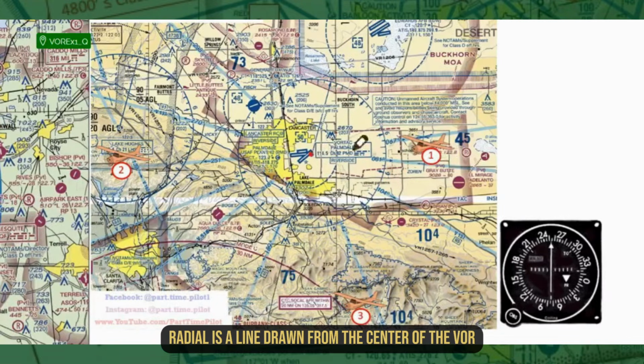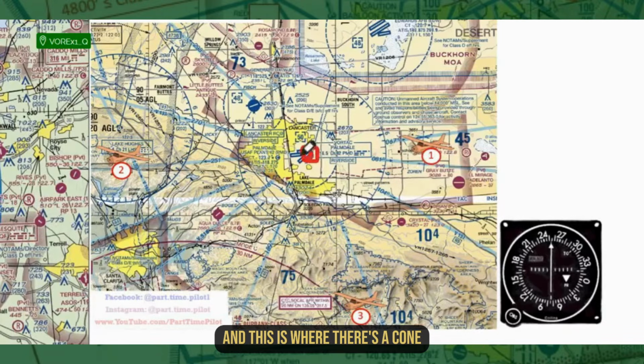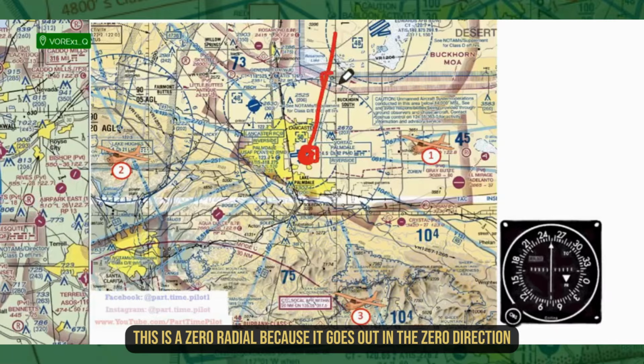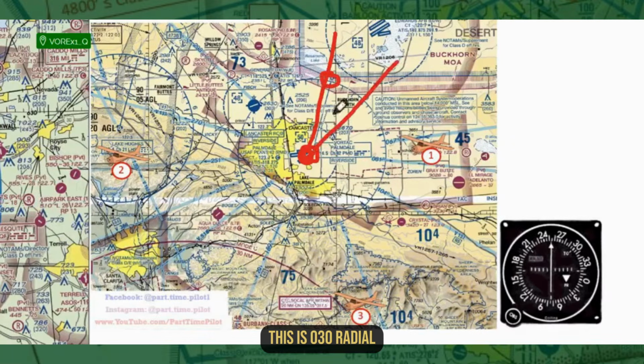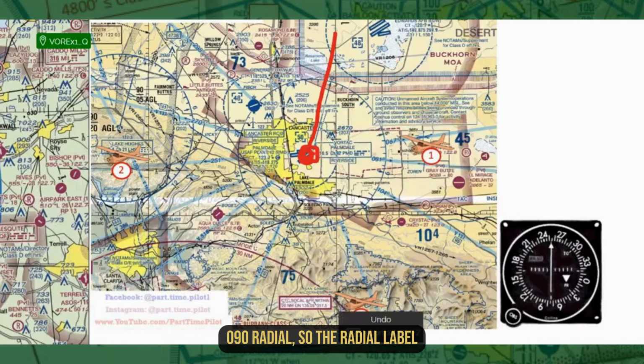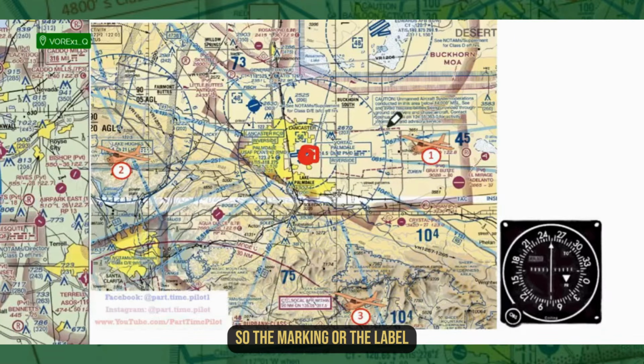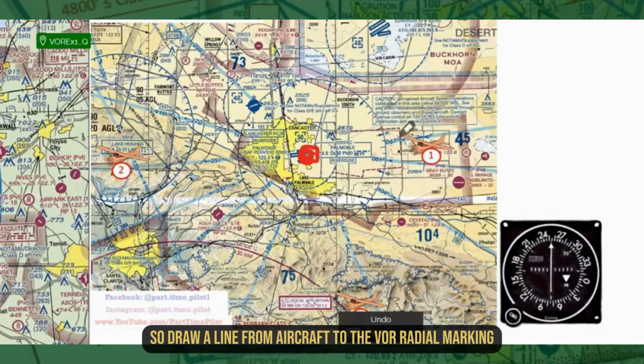A radial is a line drawn from the center of the VOR, where there's a cone. There's an actual VOR device, a little cone, usually a big white building-type thing, that emits the signals. And it sends out radials. This is the 0 radial because it goes out in the 0 direction. This is the 030 radial, the 060 radial, the 090 radial. So the radial label is what we're talking about when I say draw a line from your aircraft to the VOR radial label.